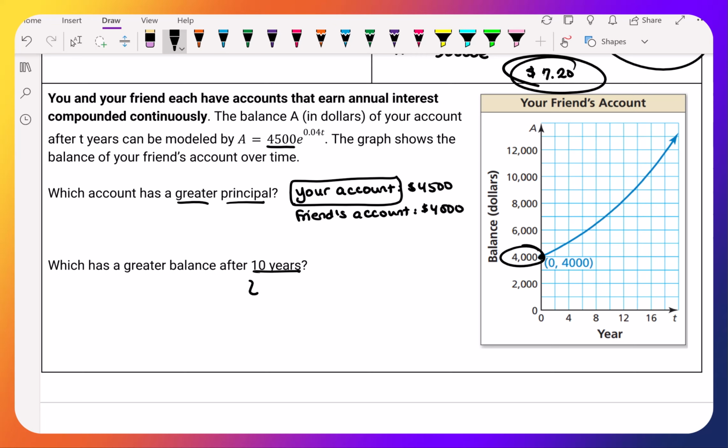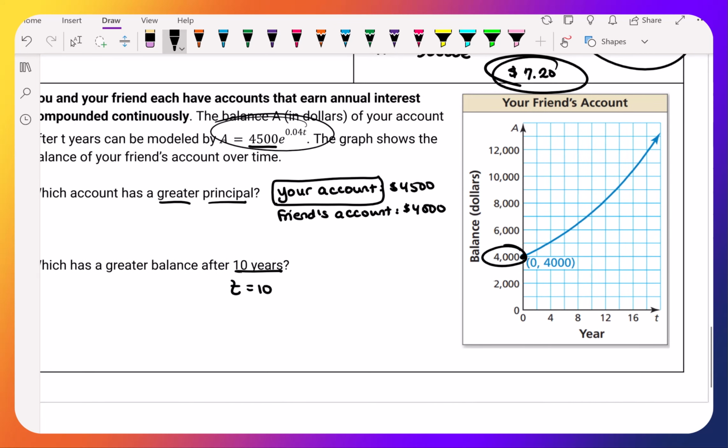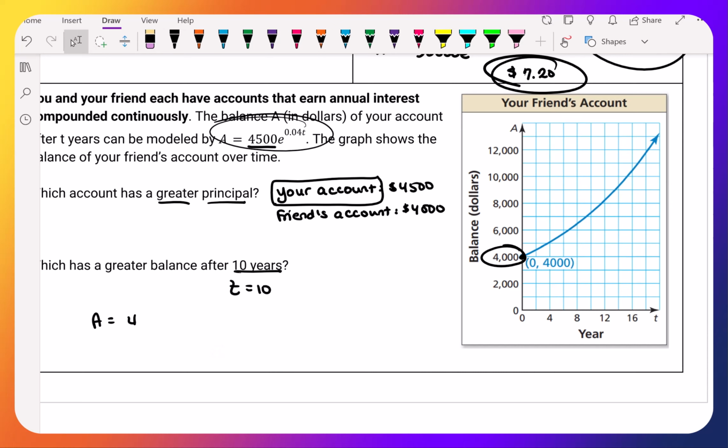So 10 years means T is equal to 10. So the only way that you can figure out how much this account has is you're going to plug in 10 for T. So when you plug that into your calculator, you wind up with about $6,700, a little bit more than that.